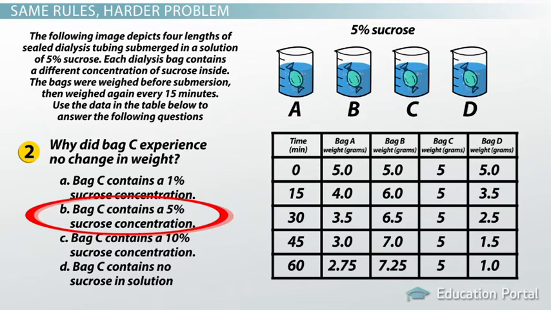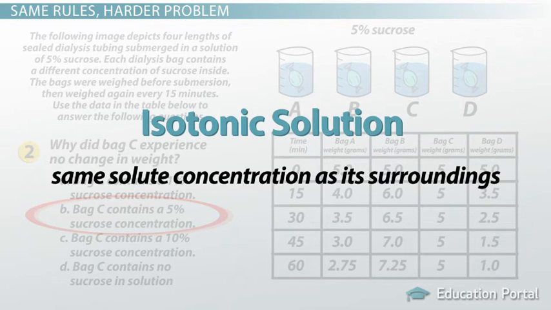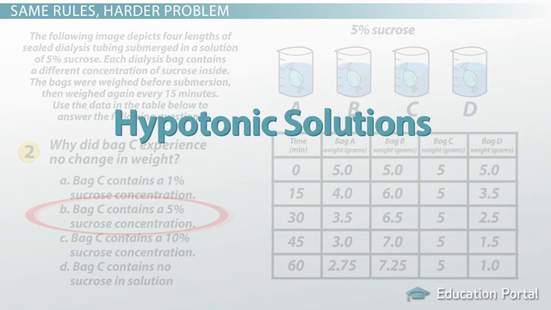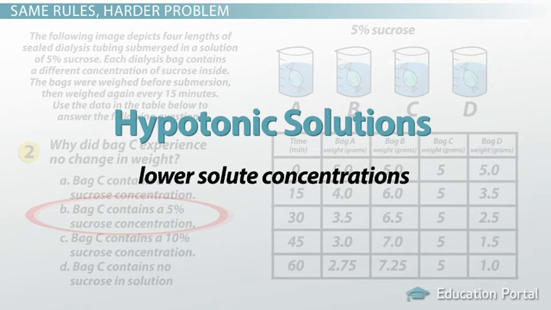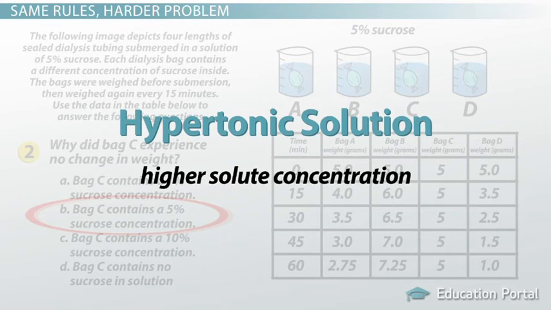Let's take a moment to remind ourselves of the scientific terms that describe solutions. An isotonic solution is one which has the same solute concentration as its surroundings. Bag C contains the only isotonic solution here. Both A and D are hypotonic solutions because they have lower solute concentrations than the solution in the beaker. Bag B is the only one with a hypertonic solution. You can tell that bag B is hypertonic because it takes on water due to its higher solute concentration.